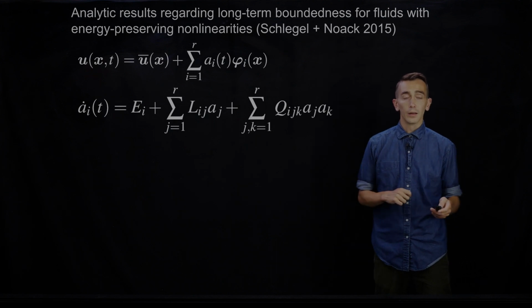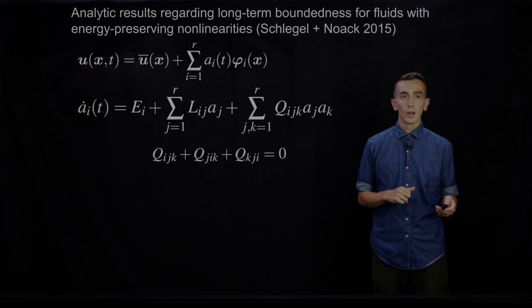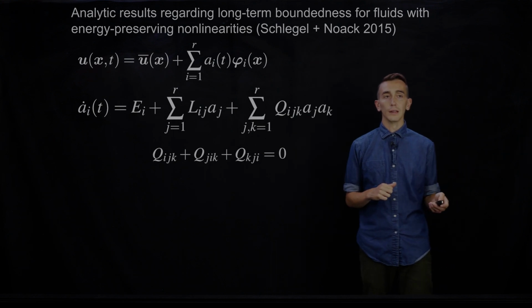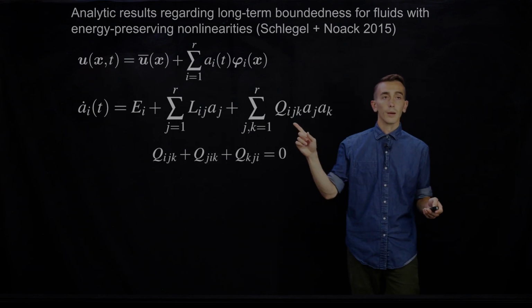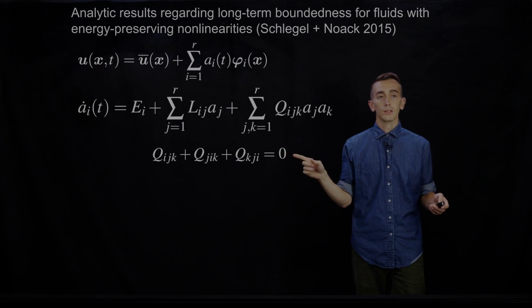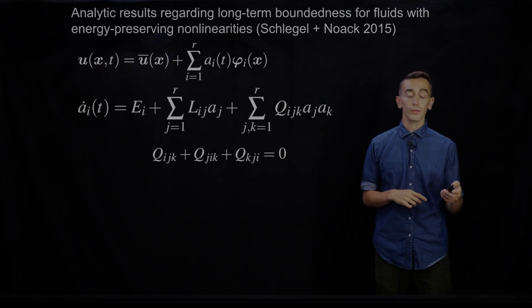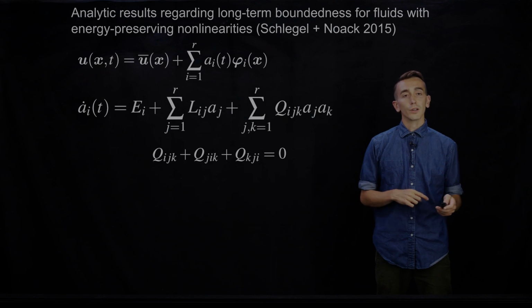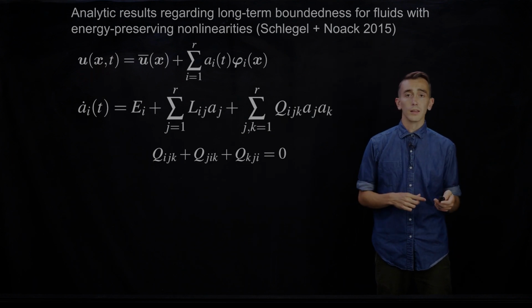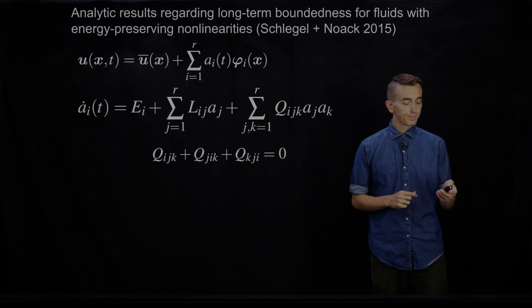And then there's an additional assumption that is often true in fluids and plasmas, which is this energy-preserving nonlinearity. In other words, this Q_ijk tensor satisfies this condition. You can show it preserves the overall energy of the fluid. And it turns out fluids and plasmas satisfy this in a number of different conditions, so this is actually valuable for many flows that we look at.